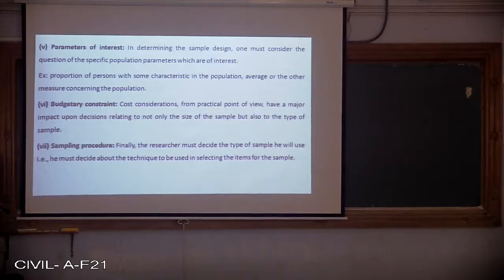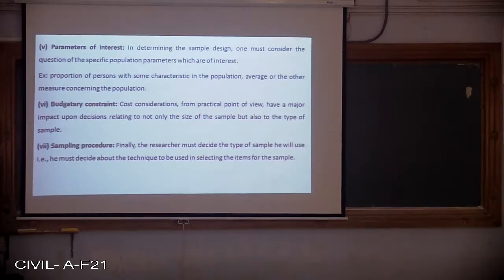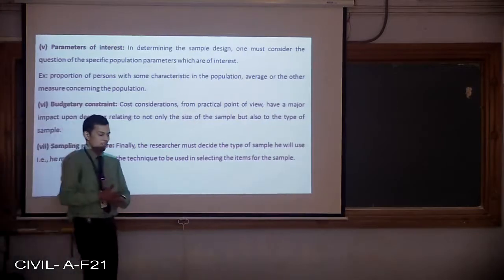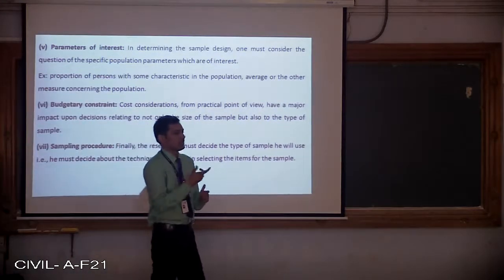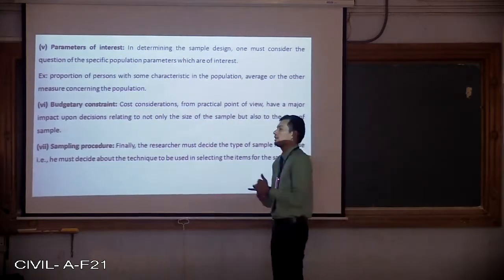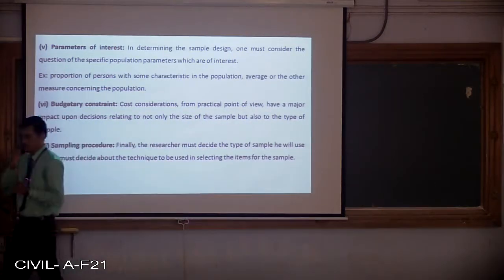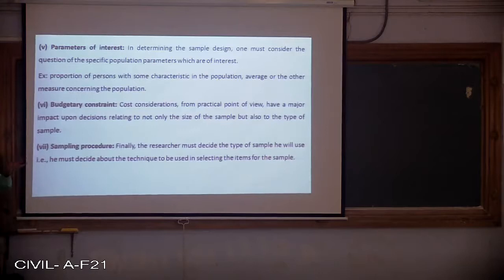In determining sample design, one must consider the question of specific population parameters which are of interest. Here, the proportion of persons with some characteristic in the population, average, or other measure concerning the population. This is the parameter of interest. For example, if you are going with any parametric study, say a multi-story building, you are talking in terms of its slenderness ratio, its ductility, its stiffness, its height, its shear wall. These come as the parameters. In that sample design, this parameter of interest should be clarified clearly.